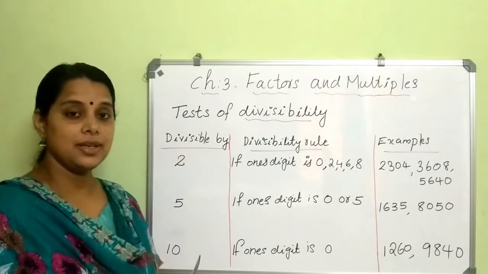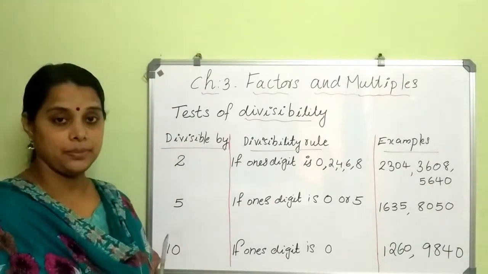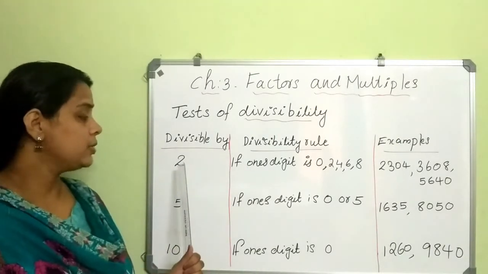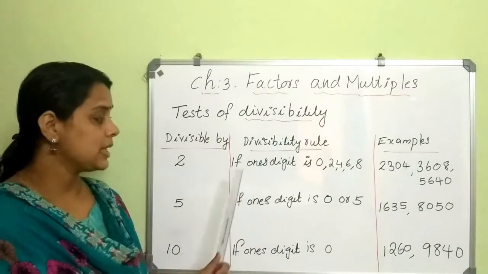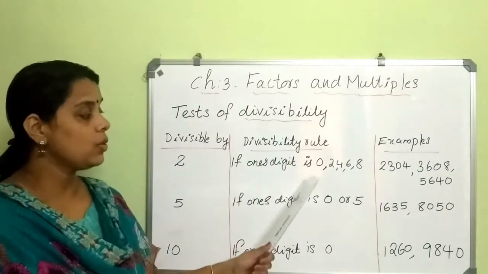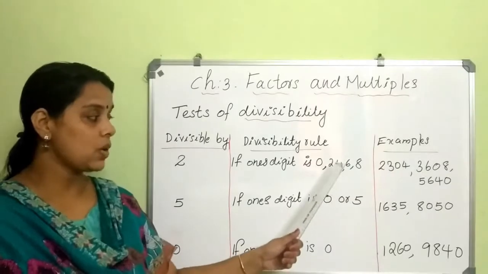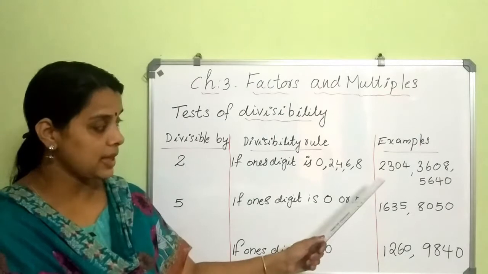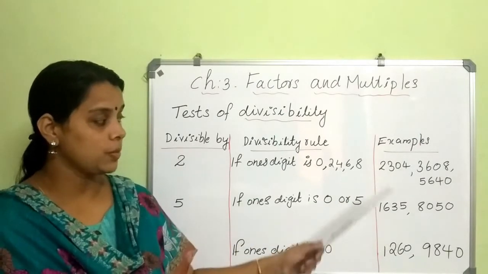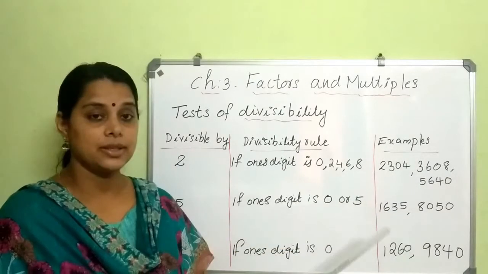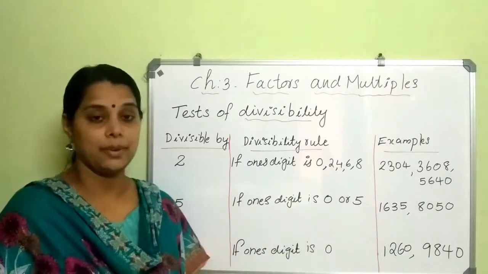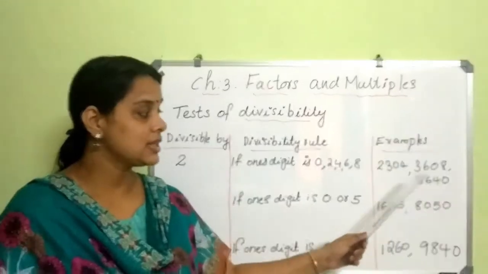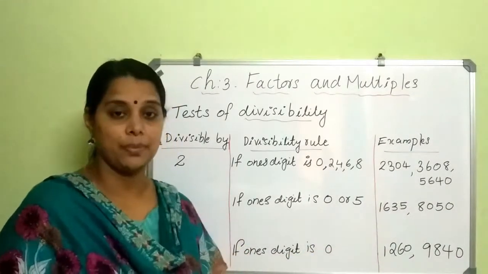Now we will discuss tests of divisibility. See how to check if a number is divisible by 2 first. The rule is if the ones digit is 0, 2, 4, 6 or 8, the number is divisible by 2. See the examples: 2304, 3608, 5640. All three numbers are divisible by 2 because the last digit is 4, 8 and 0 here.